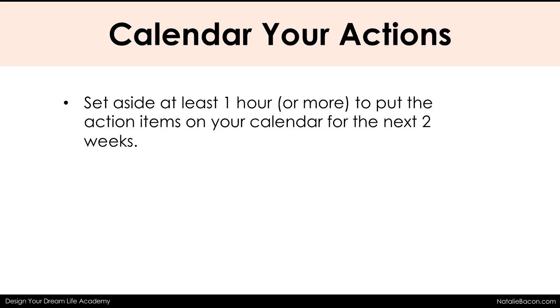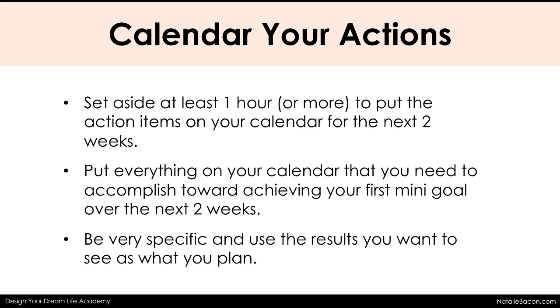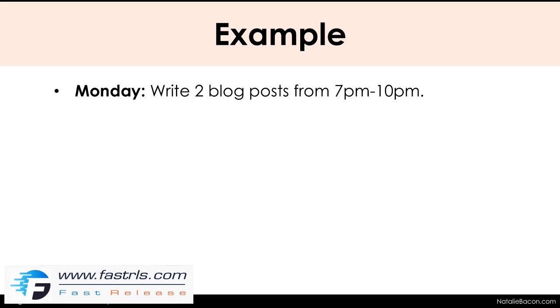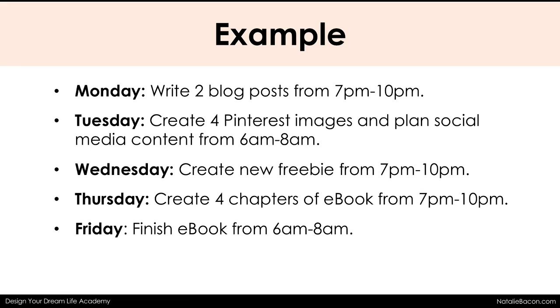So how this works is that you've got to set aside time for yourself to just look at your Google calendar and plan, and you're going to take all of your action items on your action list and plan them out for the next 2 weeks. And I want you to be super specific when you do this and use the results that you want. So I created this example slide with Monday through Friday. If someone was a blogger, these would be examples of what they might expect to do during specific time slots.